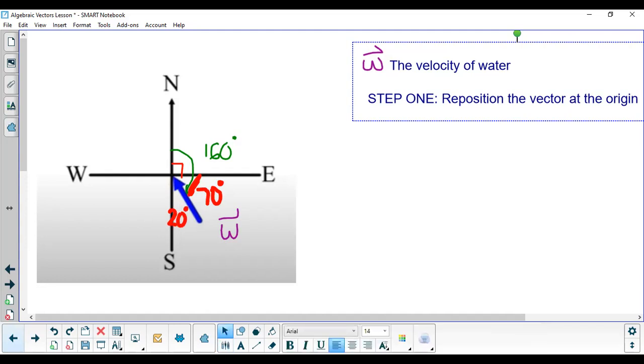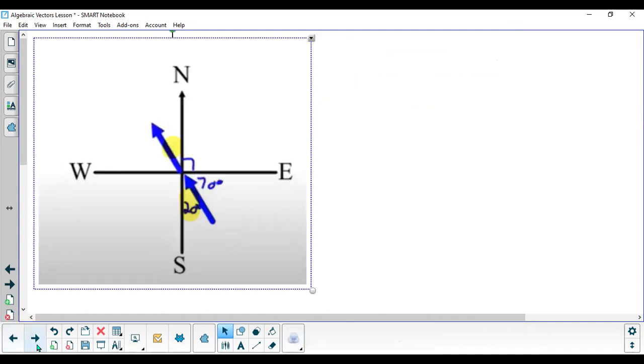Now when I reposition my vector, that 20 degrees, according to the law of opposite angles, is going to be the same as this angle over here. Does everyone see that? Okay, so I'm now just worrying about this angle, but I'm using the information that I've been given to figure out the important angles that I need to know for this particular question.